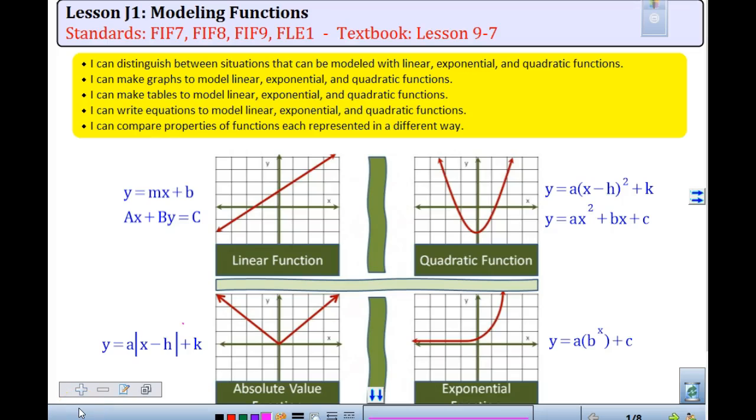Today at J1, modeling functions. Owen, you want to read the I can statements for us?